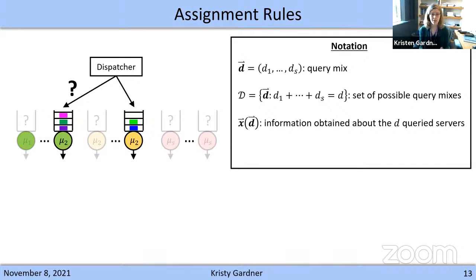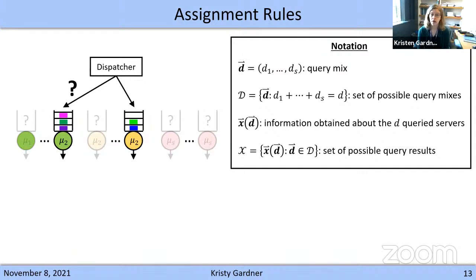We might, for example, ask the servers how many jobs are in your queue. We might ask the servers how much work is in your queue. We might ask the servers, are you busy or are you idle? So our X vector is just going to encode whatever information we get back from that query, depending on what we ask our servers. And our script X is going to denote the set of possible query results.